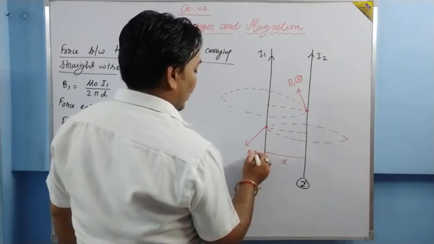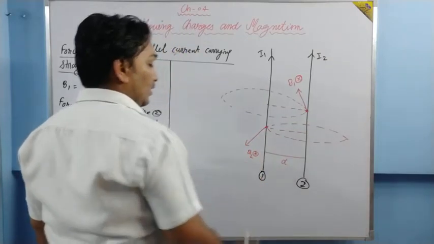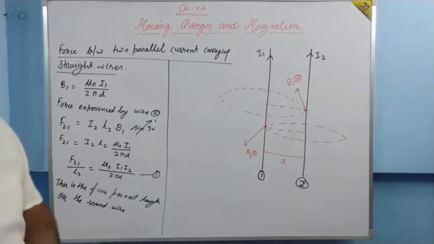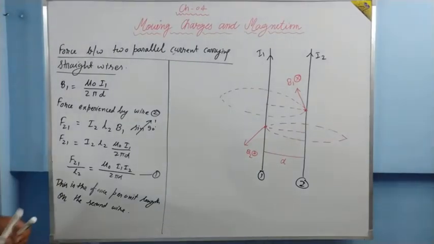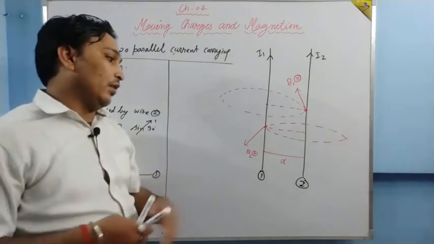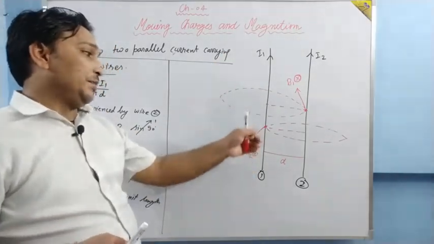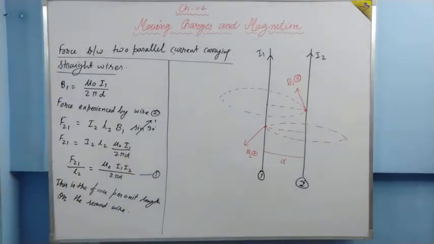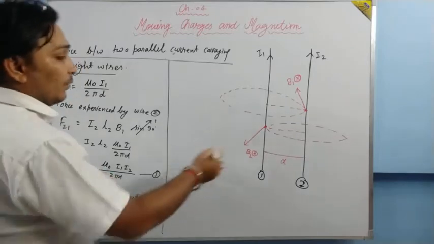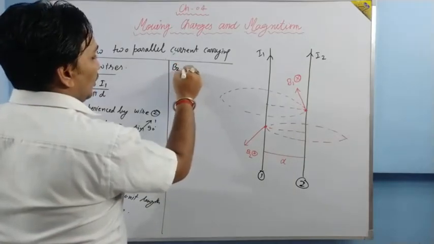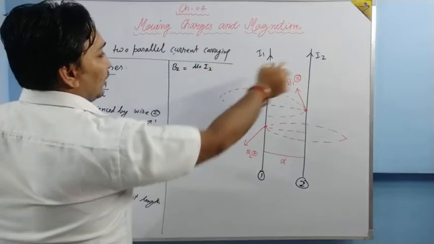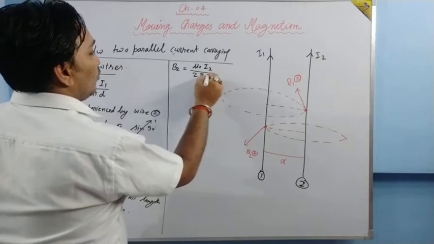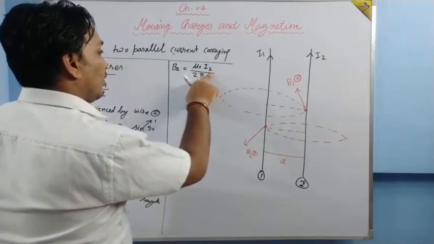Okay, this magnetic field is named as B2. So direction of magnetic field at the location of the wire 1 is perpendicular outward. Okay, now what will be the value of B2? So B2 will be given as mu naught I2, because this magnetic field is because of this current, upon 2 pi d. Okay, now just try to understand.